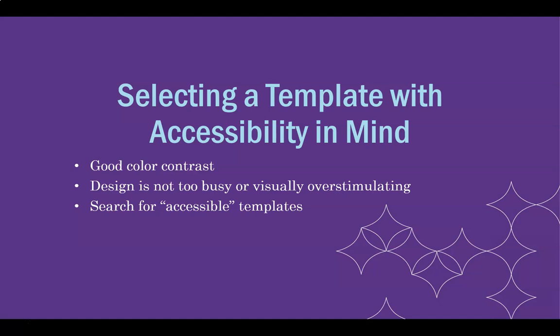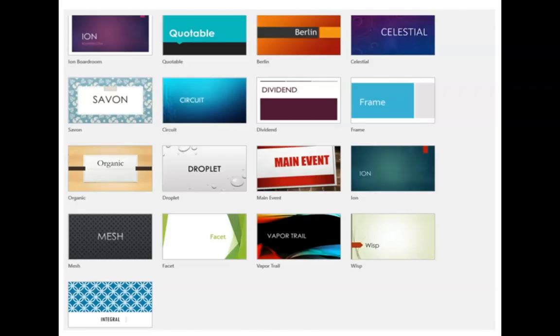By default, PowerPoint has a number of built-in templates to choose from. Notice on the Ion template that the maroon text on the purple background would be difficult for some to read. Also notice that the Integral template appears rather busy with the repeated symbol in the background. These details can make it more difficult for your audience to view your PowerPoint.